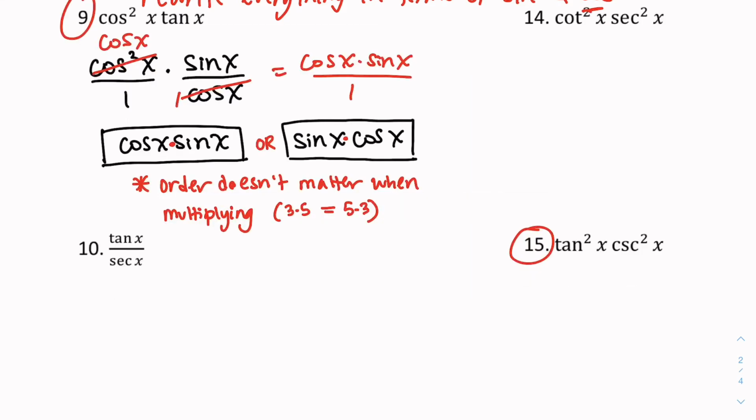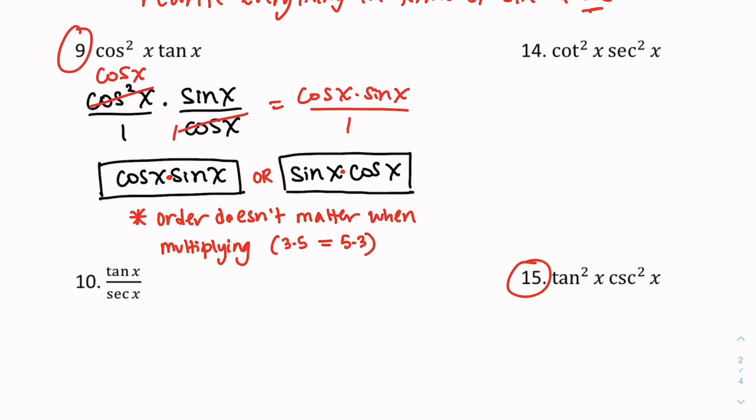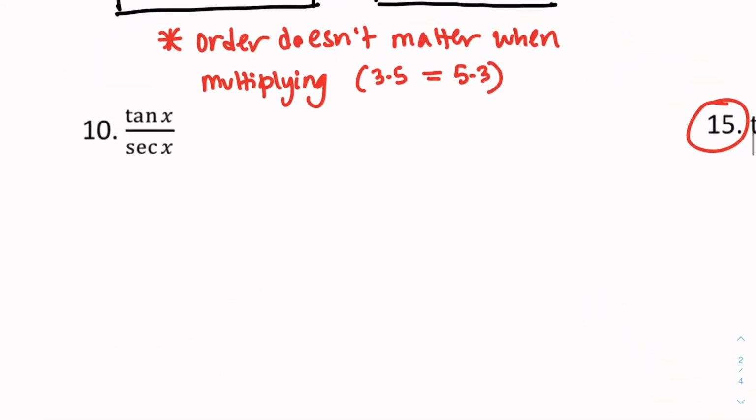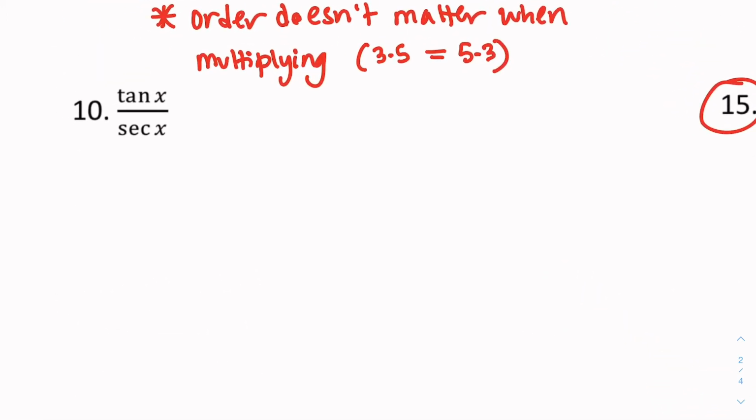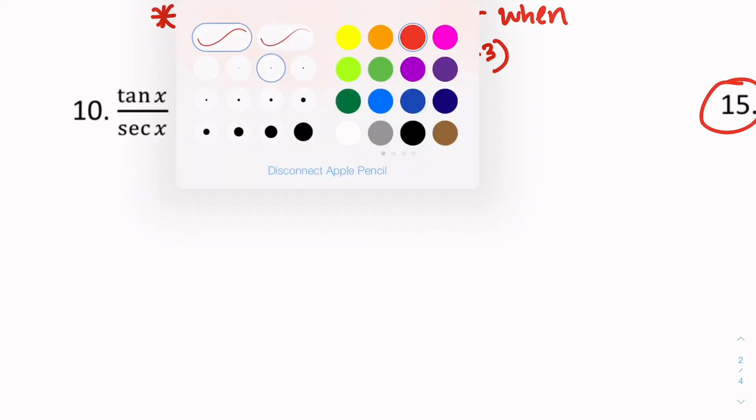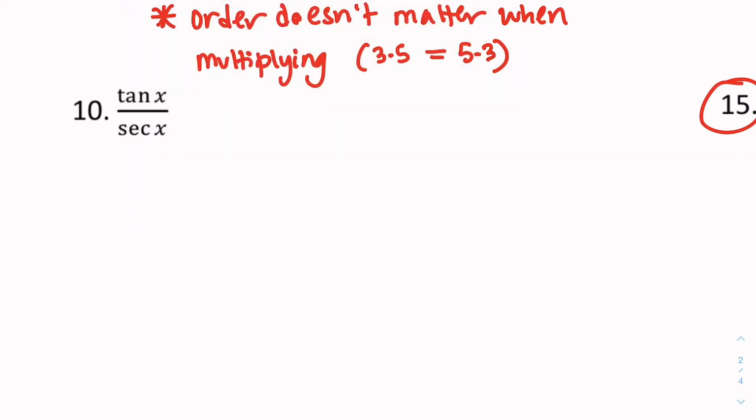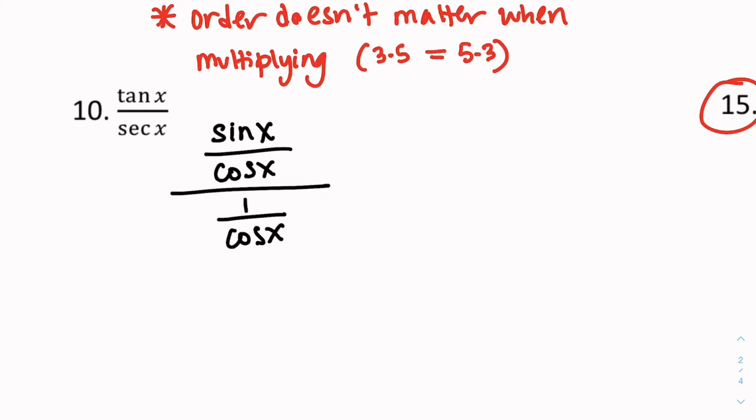Okay, let's move on to number 10. So it says tangent x over secant x. I'll do this one with you as notes. So we want to rewrite everything in terms of sine and cosine. So we're going to rewrite both tangent and secant. Tangent is sine x over cosine x. And secant is the reciprocal of cosine x.